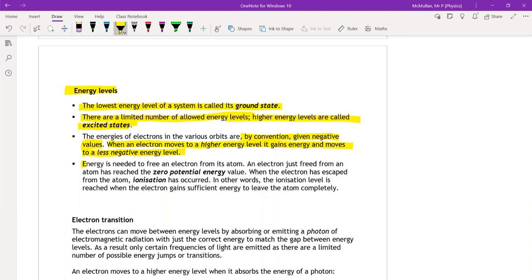Energy is needed to free an electron from its atom, we know that. An electron just freed has reached the zero potential energy. When it has escaped the atom, ionization has occurred. In other words, the ionization level is reached when the electron gains enough energy to leave the atom completely. So, a long way of saying you need a lot of energy to leave the atom. When you get to the specific value needed, that's the ionization energy.